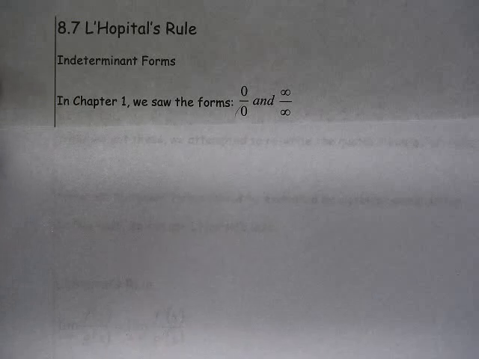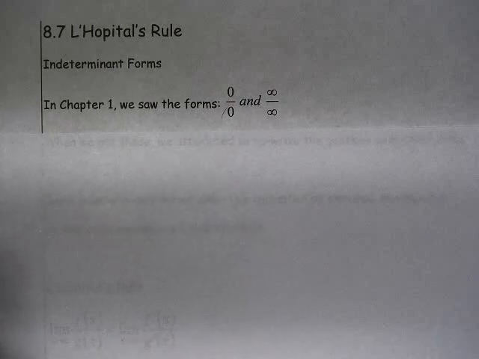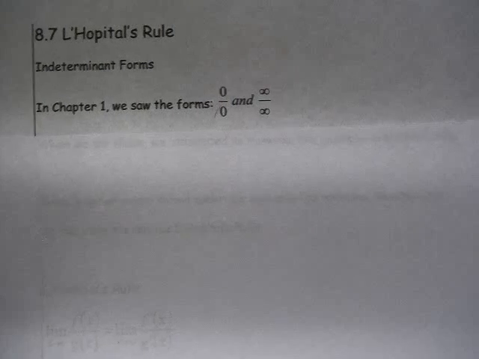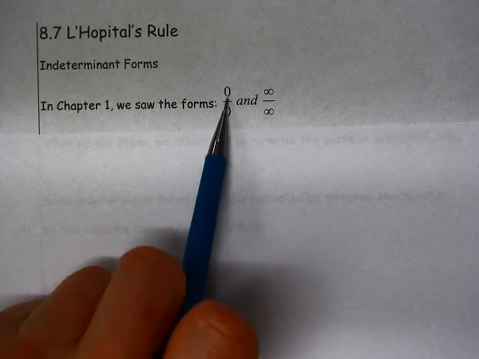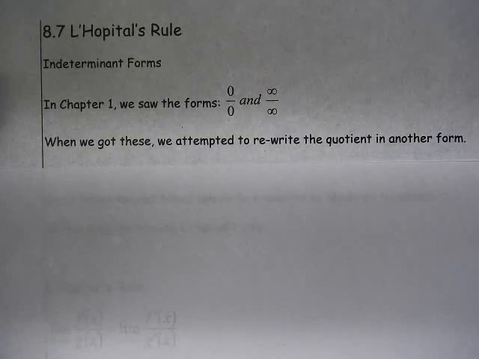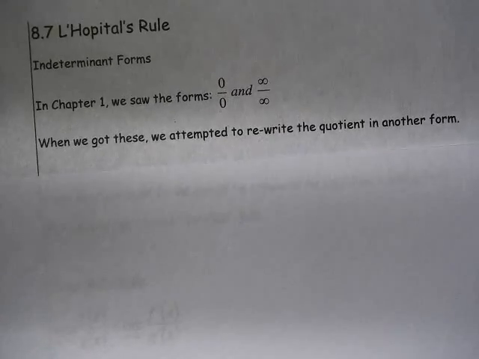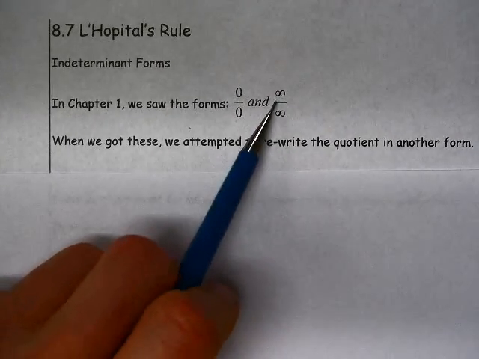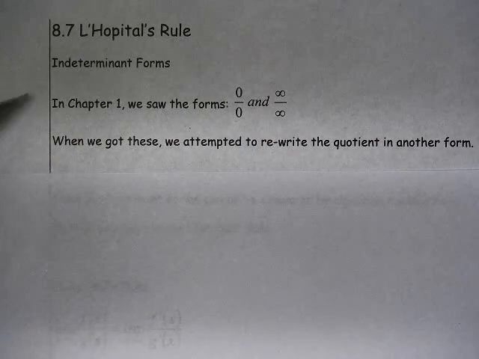Alright, section 8.7 is L'Hopital's rule, and it really deals with helping us to find the limits of quotients or functions that are otherwise really difficult for us to find limits of. So we saw these forms 0 over 0 and infinity over infinity in chapter 1 when we were working on limits. We called those indeterminate forms, and if we have limits that take that form, 0 over 0 or infinity over infinity specifically, we can use L'Hopital's rule to find the limit.